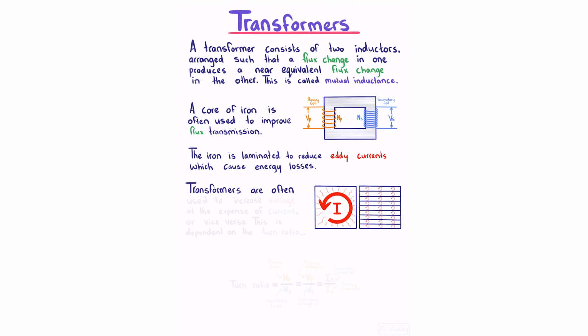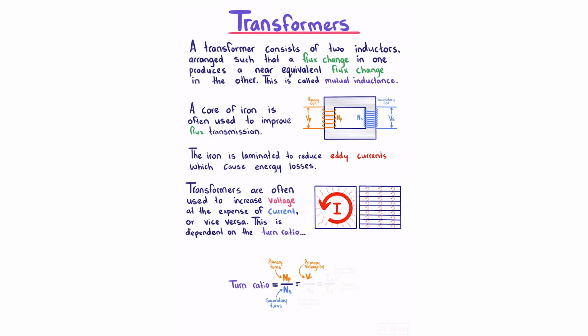Transformers are often used to increase voltage at the expense of current, or vice versa. This is dependent on the turn ratio. The turn ratio is the ratio of the primary turns to the secondary turns. This is equal to our primary voltage divided by our secondary voltage, which is equal to the secondary current divided by the primary current.